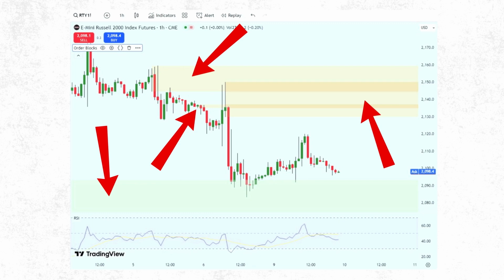Here we see 4 order blocks. The bottom one is carried from a previous structure. It is a bullish order block. It is working as a support. Because of that, the price has bounced off it.